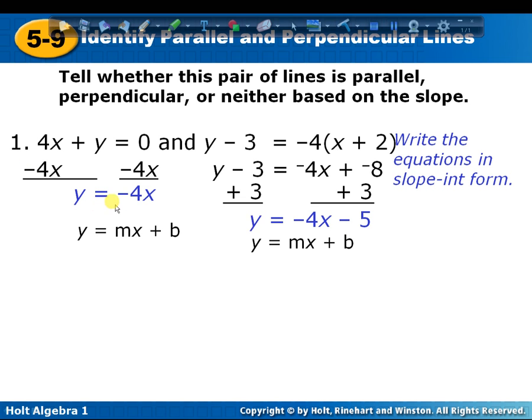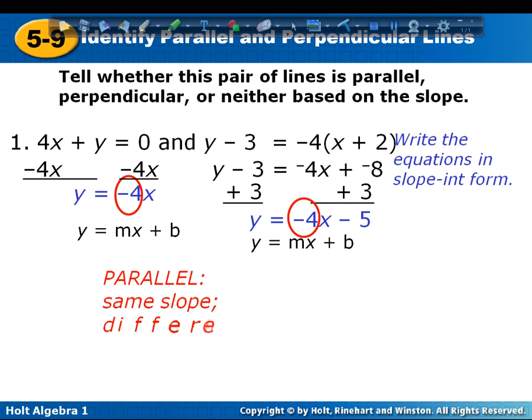Now that both of these are in y equals mx plus b, they look exactly like the ones that we did yesterday and the ones that we just looked at. We're going to look at the number, the m or the slope, in front of the x, and we're going to say are they the same, are they opposite reciprocals, or are they neither. And here they both have -4 in front of the x, so they are parallel because they have the same slopes and different y-intercepts. So make sure that you write parallel, same slope, different y-intercepts.